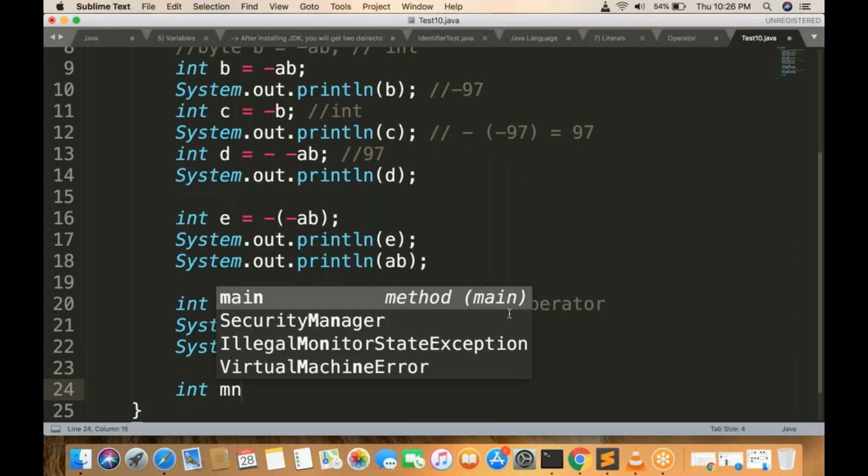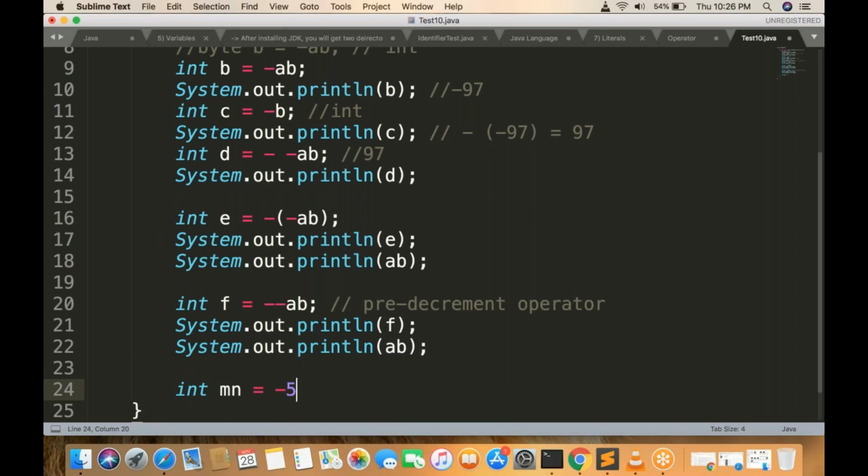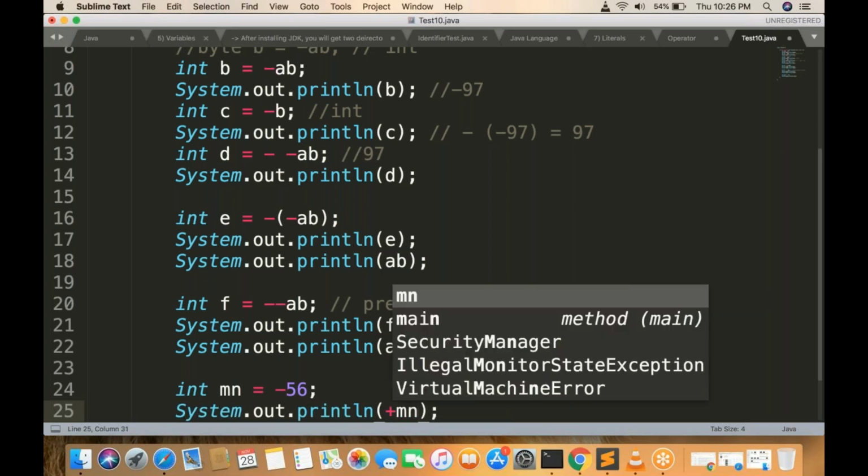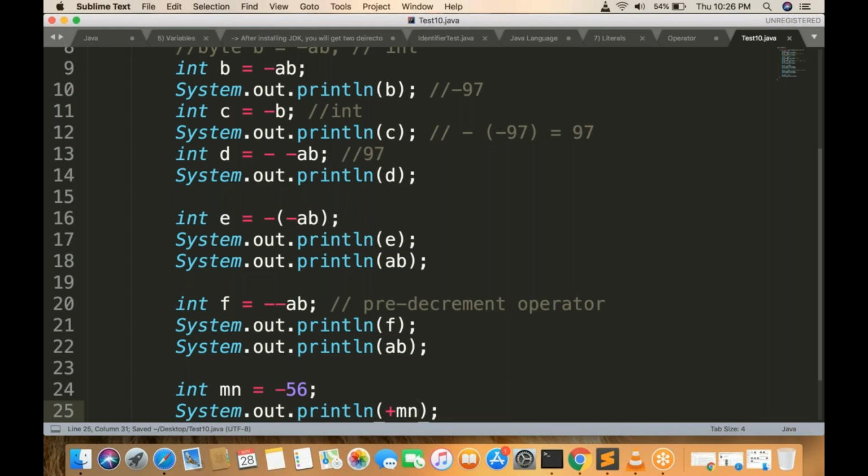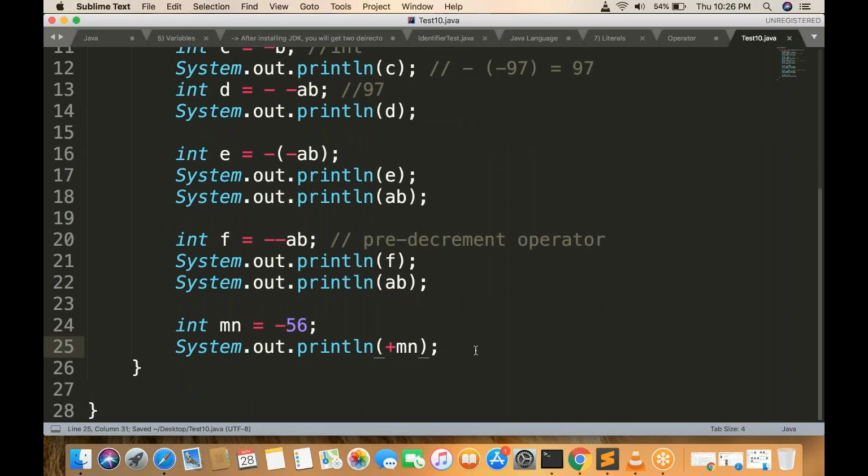Now if I do int mn is equal to minus 56, and if I print plus mn, what will it print? Guys, please be careful. Let me know the answer. If I try to print plus mn, and mn is equal to minus 56, then what is plus mn? Tell me.